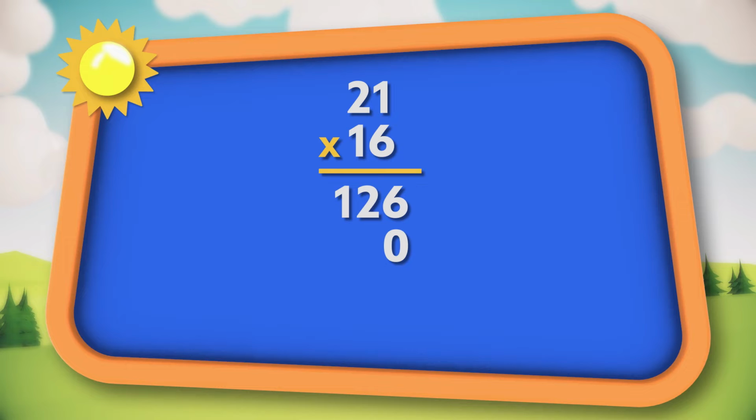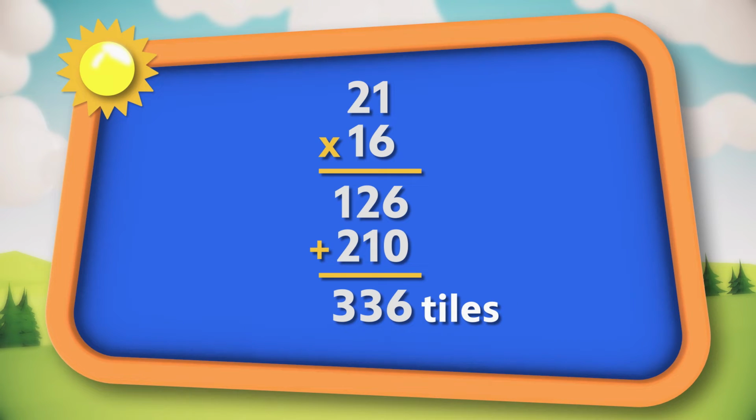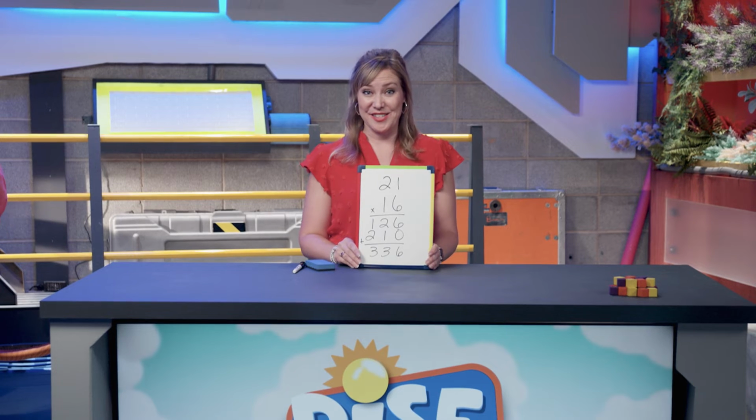And now the 1 gets multiplied by the 21. 1 times 1 is 1. 1 times 2 is 2. So I have two partial products, 126 and 210. We need to add those together. 6 plus 0 is 6, 2 plus 1 is 3, and 1 plus 2 is 3. That gives me a total of 336 tiles. Okay, let's head over to the board and see how Hayden and Hallie are doing.